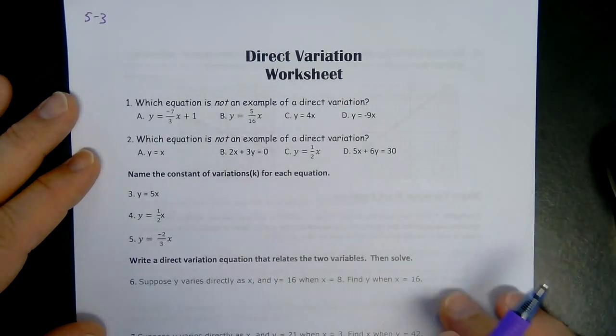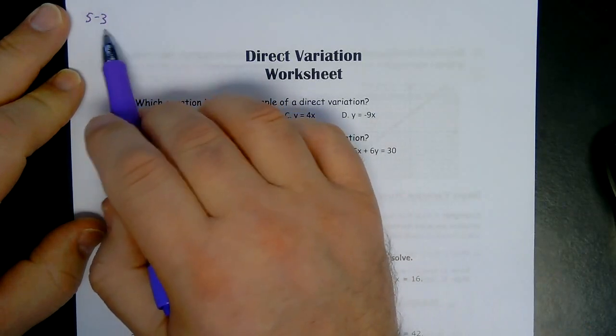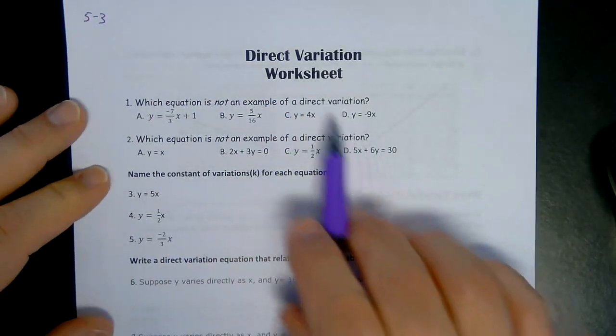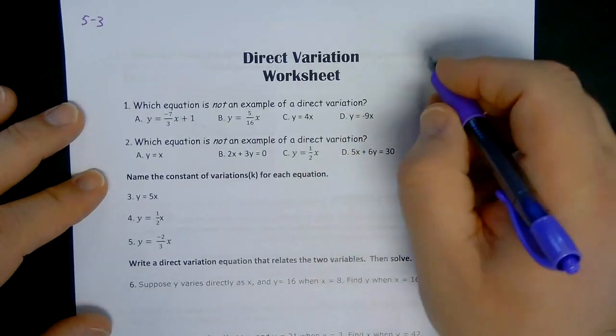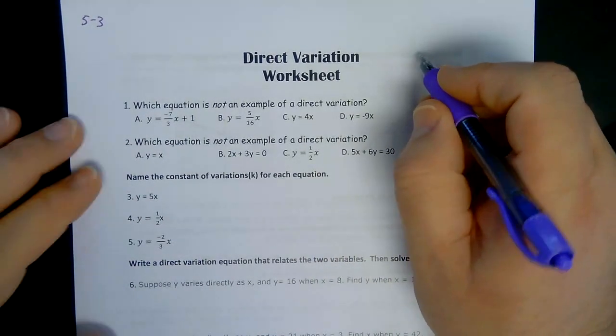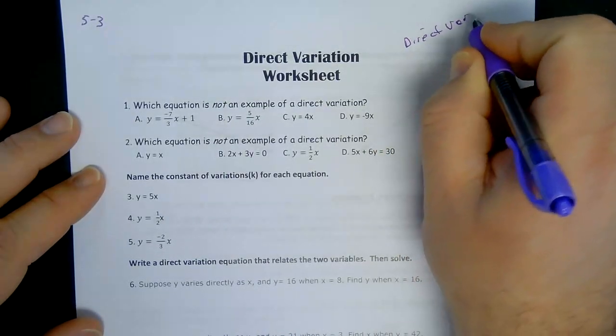Alright, good morning. Now we're doing 5.3, the first worksheet on 5.3, direct variation worksheet. And we're starting right into it. Direct variation equations. A little side note, direct variation equations.